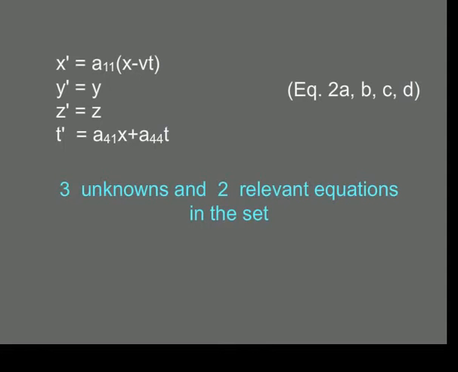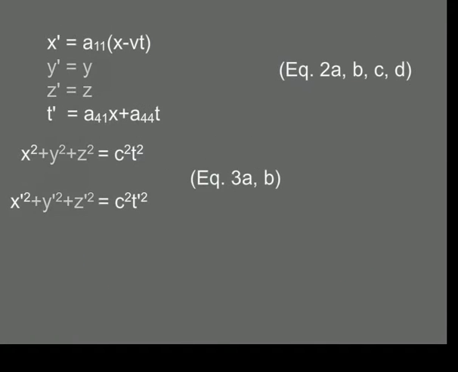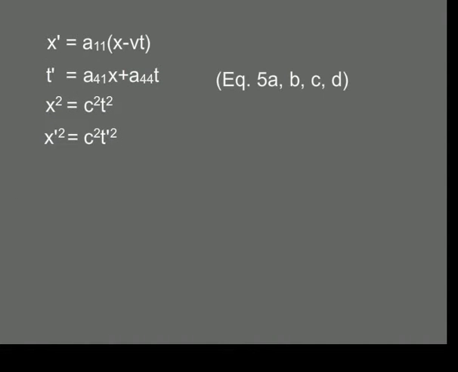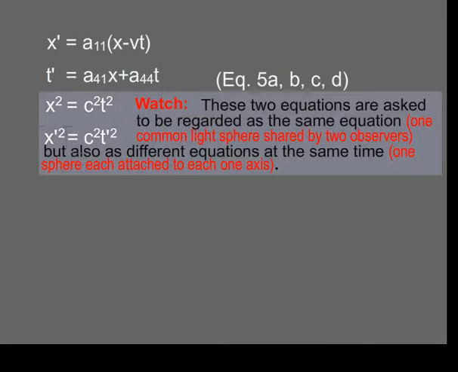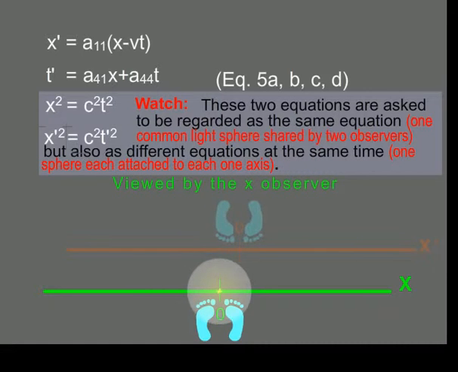This set is unsolvable. To overcome the difficulties, the textbooks introduce equations about light propagation as shown in equation set 3a to b. Given that y prime equals y and z prime equals z are redundant, the textbooks come to an equation set that is shown as 5a to d. So equation set 5a to d now is conditioned to be solved in the following way.